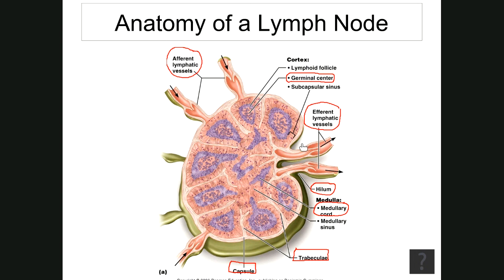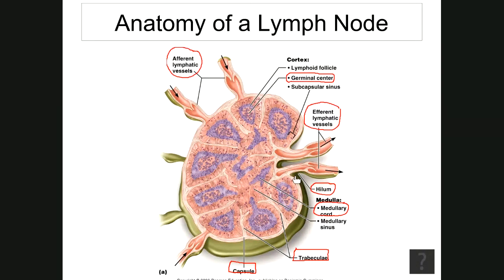There is also an indention. An indention in an organ where vessels enter and or exit an organ is called a hilus or a hilum, H-I-L-U-M or H-I-L-U-S. Means the same thing. An invagination in an organ where vessels enter or exit the organ. In this case, they don't show the same spot on my drawing, but on this one they are showing a hilus here.